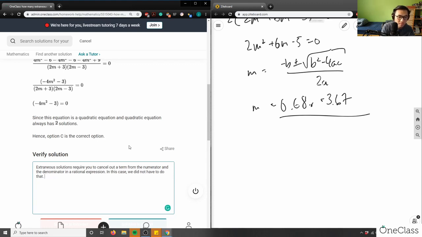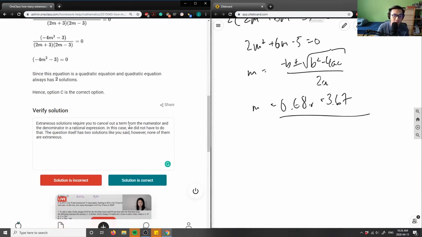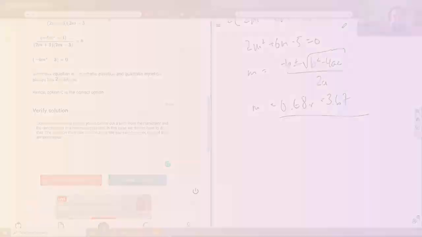Indeed. So I'm going to say the question itself has two solutions, like you said. However, none of them are extraneous. So they did their math right. The math here is right, and I did the math here as well. But in terms of when we classify them as an extraneous solution, this is not an extraneous solution. This is simply just the root or the actual solution if we solved for the m value here. So this solution I'm going to say is incorrect here.